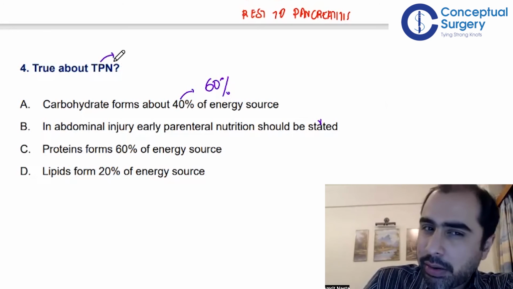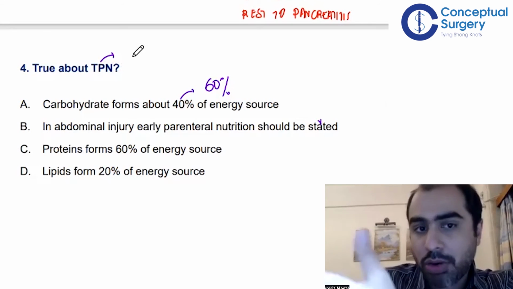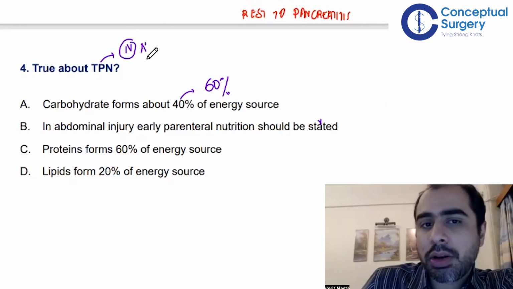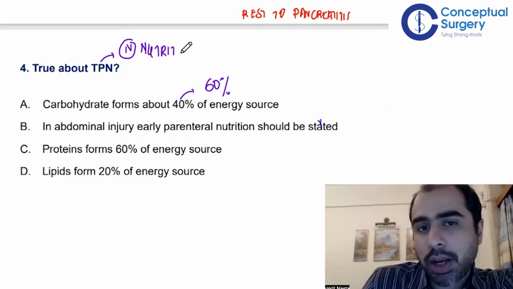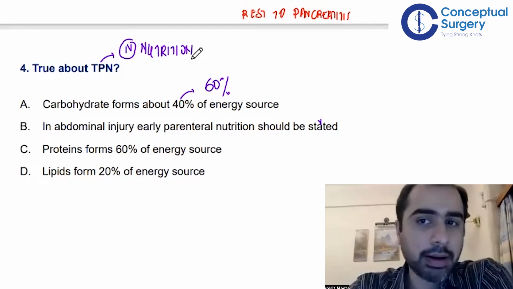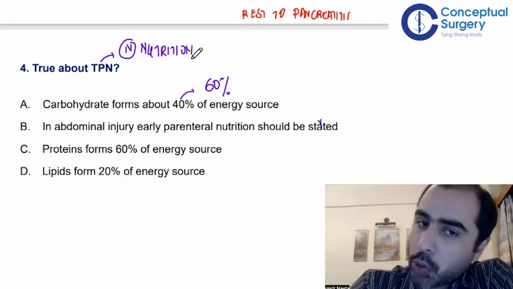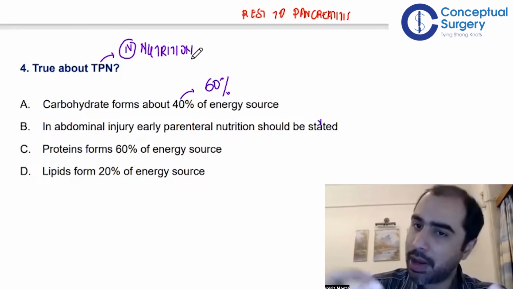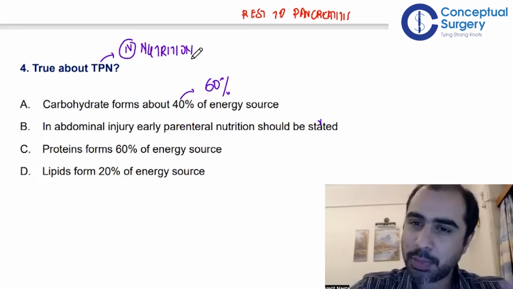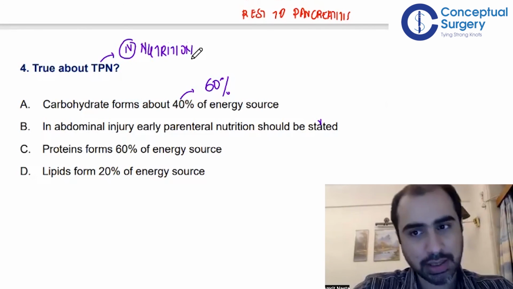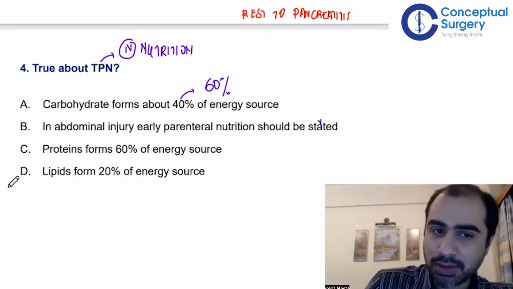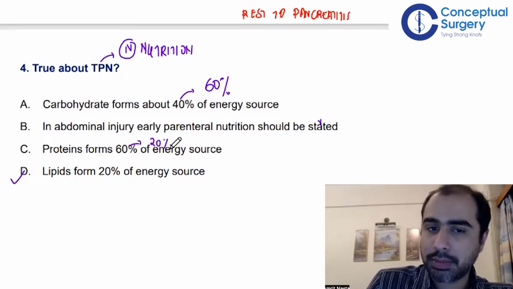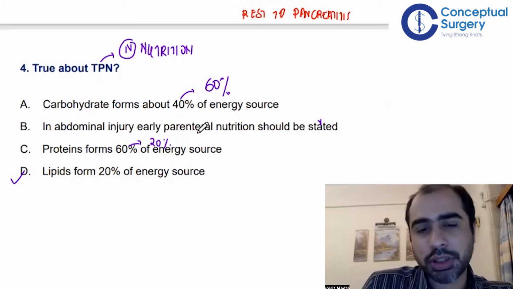TPN tries to mimic, I'll give you how to remember, tries to mimic normal diet or normal nutrition. That's why it is called total parenteral. It's not called parenteral, it is called total parenteral. Total means it should be as close to normal as possible. In our normal diet, carbs are 60%, proteins are 20%, and fats are 20%. That's how we normally eat. The answer here becomes lipids form 20%. Proteins would also be about 15 to 20%. So this question, early nutrition should be started.